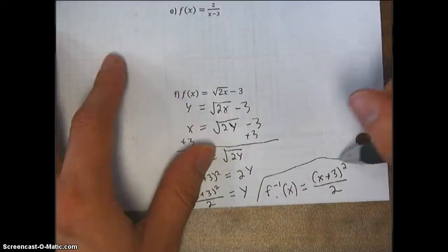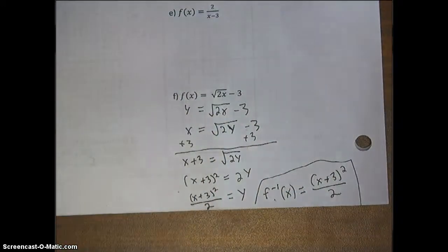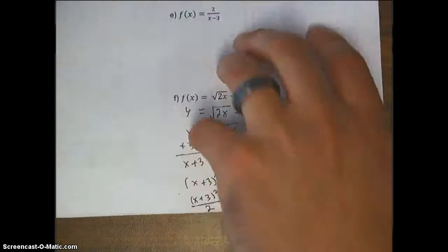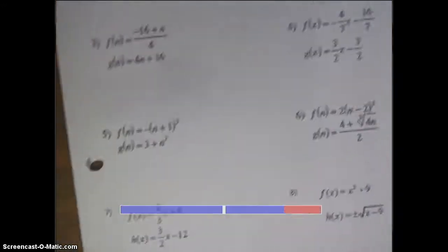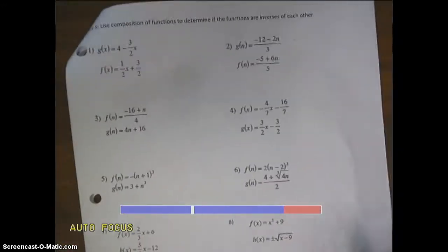So this is the inverse. So x plus 3 squared, all divided by 2. So that's review from last class. Now what I wanted to spend a lot of time on is this side here.